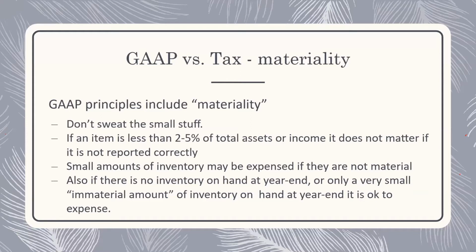So GAAP includes this concept of materiality. And GAAP says at a certain point, don't sweat the small stuff. If an item is less than 2 or 5% of your total assets or total income, it's not worth our time as accountants to set up super elaborate processes to account for it. And that's sound judgment. Why would you pay thousands of dollars to account for hundreds of dollars worth of items? That doesn't make any sense at all, right? Small amounts of inventory, just go ahead and expense them. If there's no inventory at the end of the year, it doesn't really matter if you accounted for it during the year from a GAAP perspective, if they're only concerned with end of year.